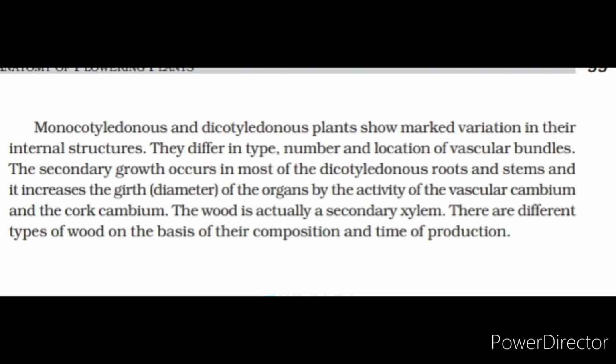The secondary growth occurs in most of the dicotyledonous roots and stems, and it increases the girth, diameter, of the organs by the activity of the vascular cambium and the cork cambium. The wood is actually a secondary xylem. There are different types of wood on the basis of their composition and time of production.